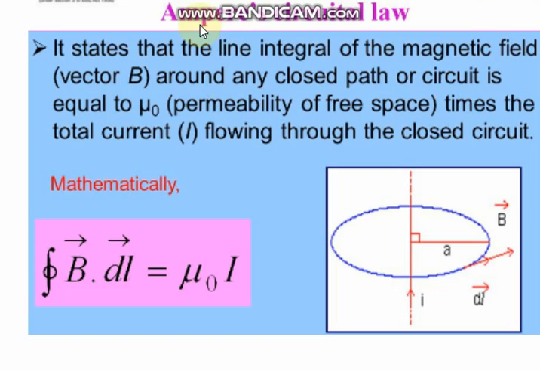So this law, which is called Ampere's circuital law, is applied to a closed path, and a closed path is usually referred to as a circuit, so that is why it is also termed Ampere's circuital law. This circle on the integral sign indicates that it is applied to a closed loop, which is shown in this figure.